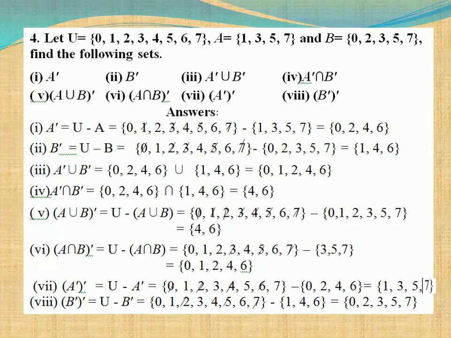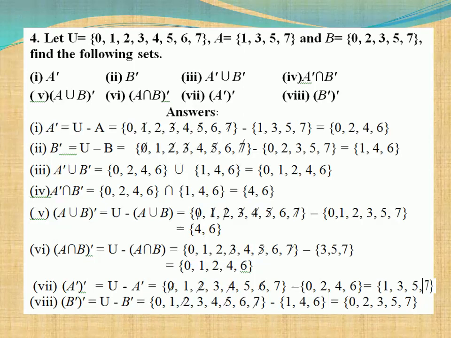Fourth sum. Let U is equal to 0, 1, 2, 3, 4, 5, 6, 7. A is equal to 1, 3, 5, 7 and B equal to 0, 2, 3, 5, 7. Find the following sets. Last sum we saw, the same thing we are going to see for a different set. First subdivision, A dash, U minus A. So U minus A, subtract the elements from U. Take the common elements and write the remaining elements from U. That is, the answer is 0, 2, 4, 6.